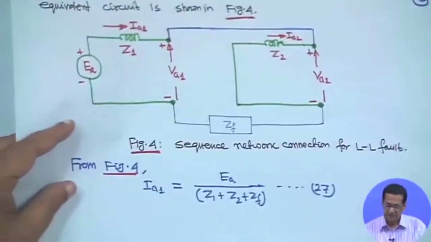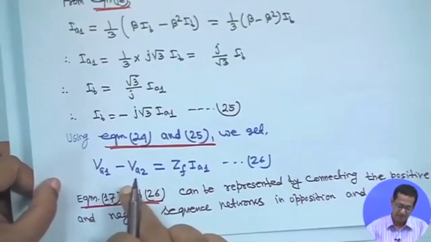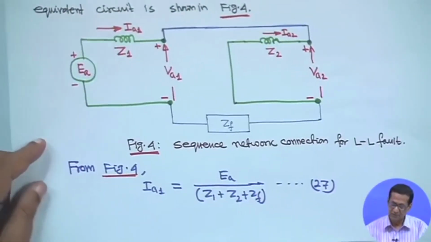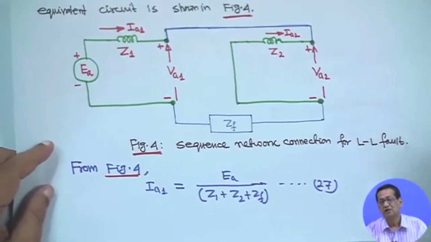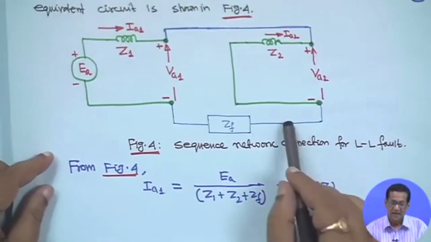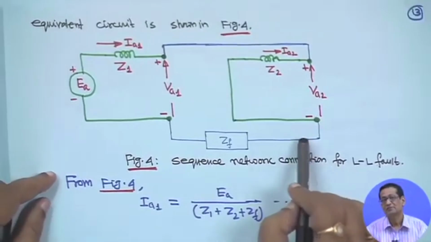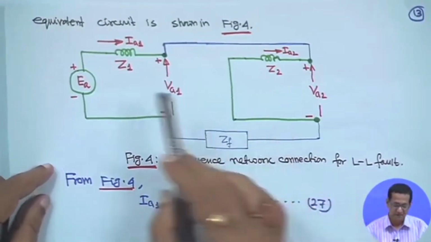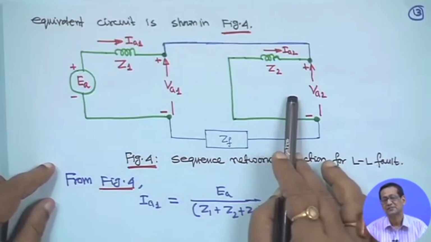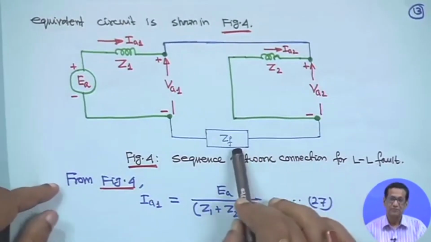So, that is why in the equation VA1 minus VA2, these two suggest the current direction will be in opposition, and the zero sequence network will not come, because I have shown you that IA0 is equal to 0. So, this is your line to line fault equivalent circuit connection, positive sequence and negative sequence, through that impedance of course.